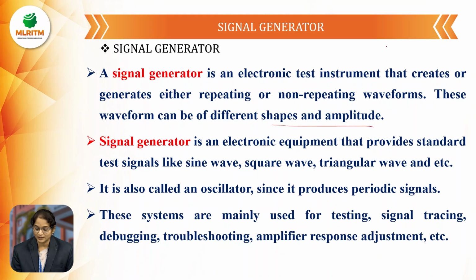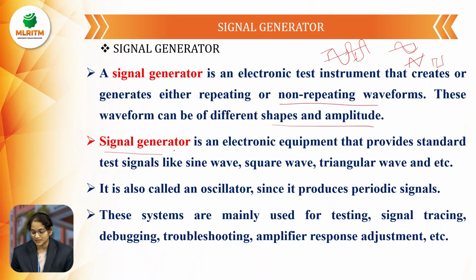By using this signal generator we are going to generate a sine signal, square signal or triangular signal, with repetitive or non-repetitive waveforms. Repetitive means that if one cycle is completed, the same cycle with the same amplitude and same frequency repeats. We are going to generate this continuously with the help of this signal generator, and also non-repeating waveforms with different shapes and different amplitudes.